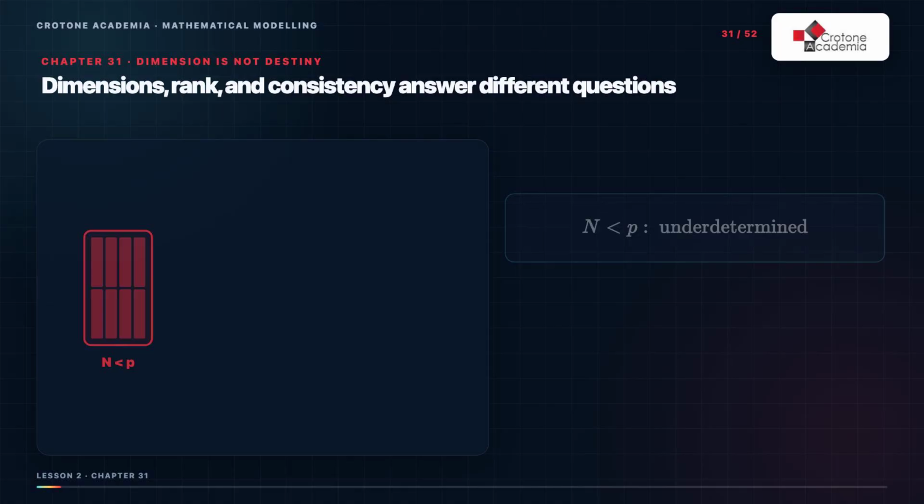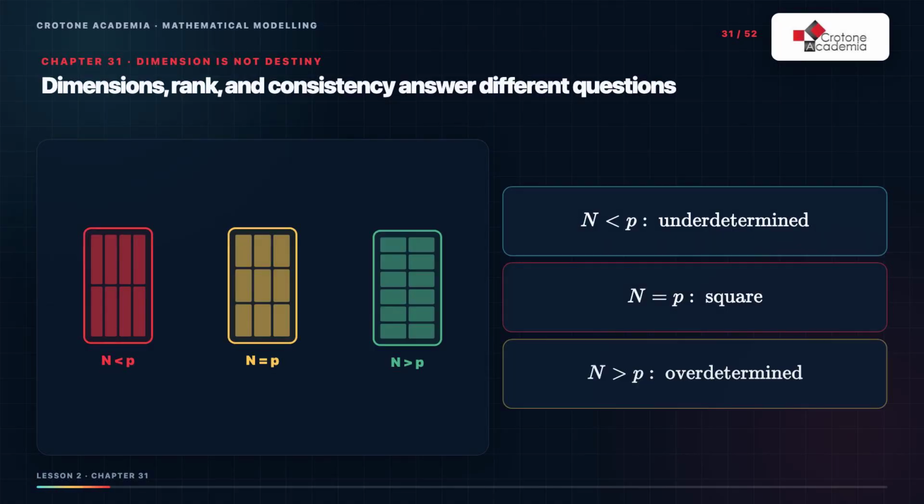Let us settle the classification. Underdetermined means too few rows for full column rank. Square means equal counts, but uniqueness still requires full rank. Overdetermined means many simultaneous conditions. An exact solution remains possible for perfect data.